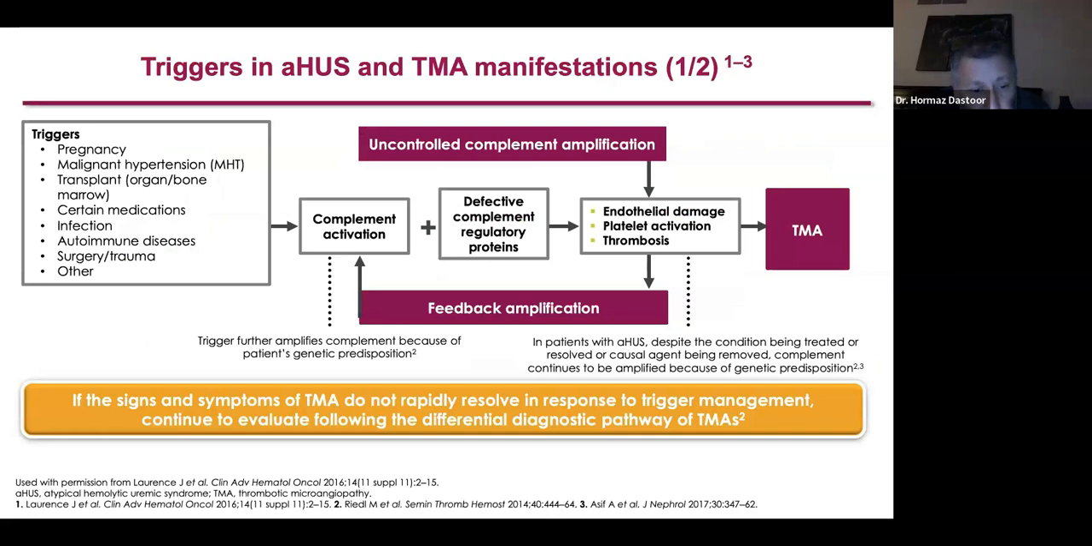Now, remember I spoke to you about the triggers. What are the common triggers which can stimulate the complement pathway? Well, the most common triggers are number 1, malignant hypertension, number 2, pregnancy, number 3, transplantation, number 4, medications, and then autoimmune disease, surgery, trauma, C-section, etc.